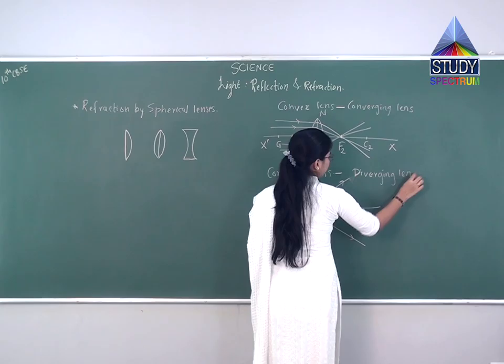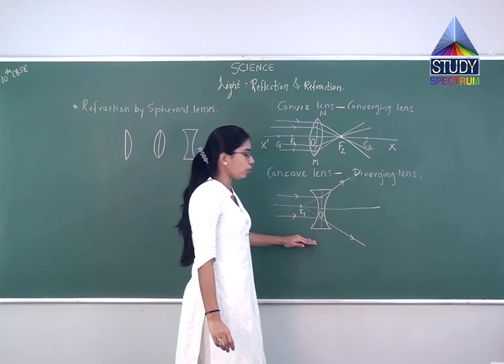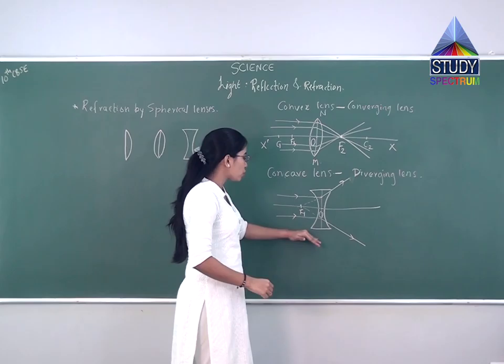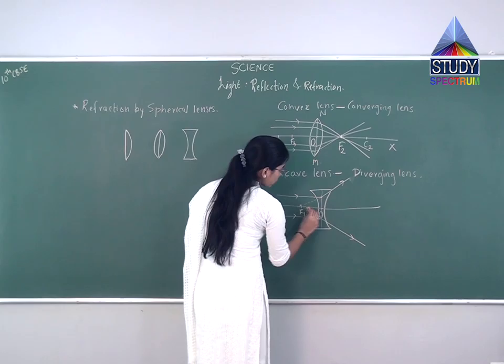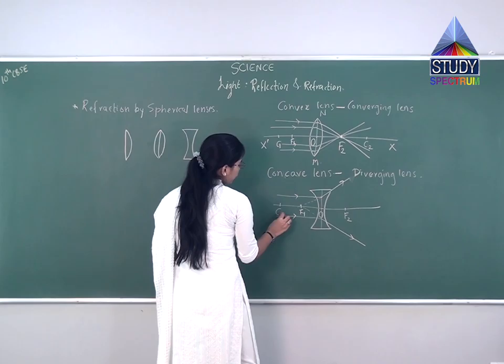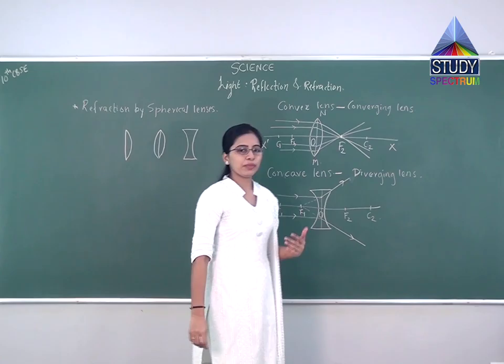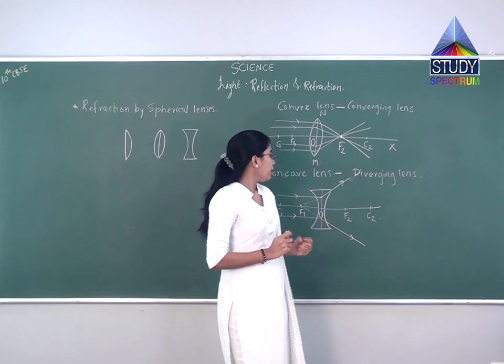Now you can perform this similar phenomenon by passing the light rays from the right hand side to the left hand side. So similar to the convex lens, the concave lens also has two principal foci and two centers of curvature. We name them F1, F2 and C1, C2 respectively. Now let us move forward.